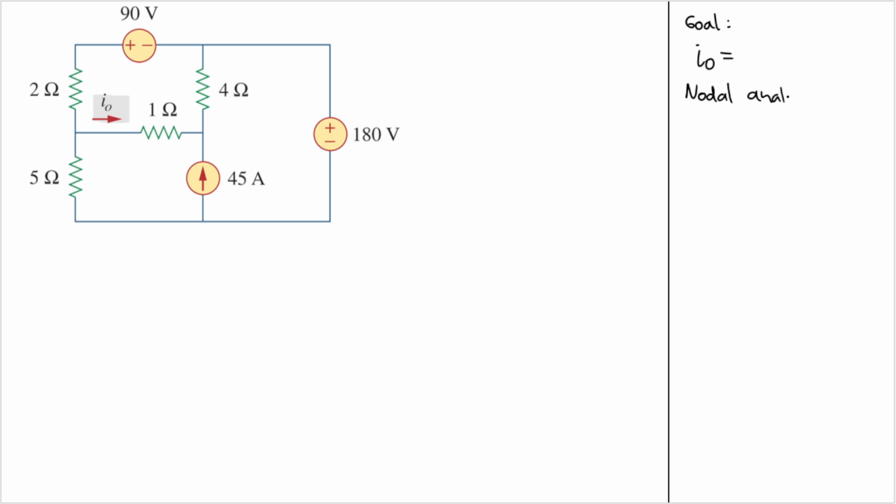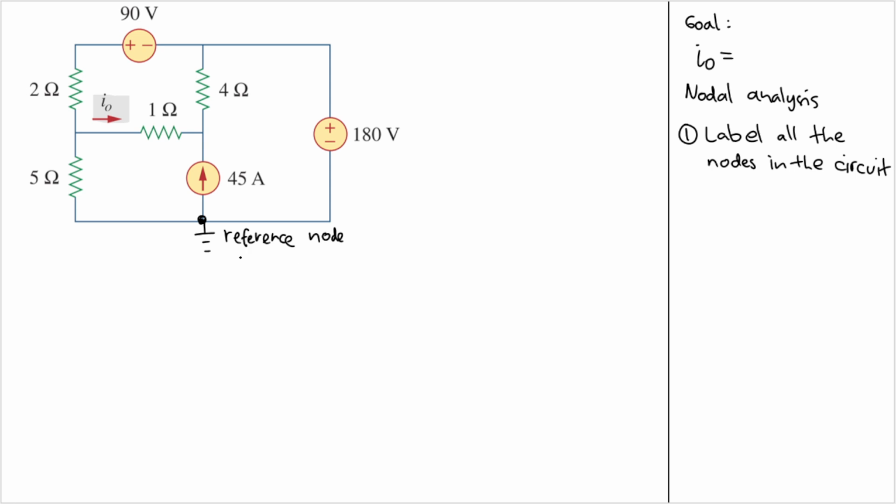The first thing that we need to do is to label all the nodes in the circuit. So the first step is label all the nodes in the circuit. However, we also need to find some more information during the labeling. Let's label our first node here, which is the bottommost node, and we need to make it our reference node. Some other books call it the ground.